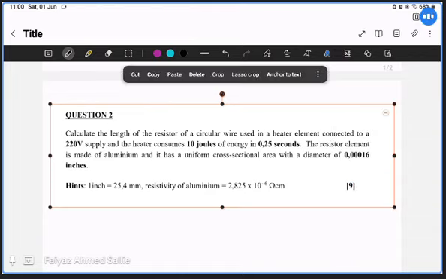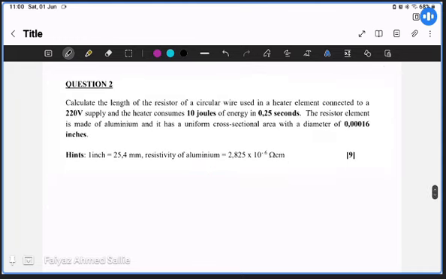Okay, so now we will be doing question number two from 2020. So this is the 2020 question paper. And the question paper states: calculate the length of the resistor of a circular wire used in a heating element connected to a 220 volt supply, and a heat element consumes 10 joules of energy in 0.25 seconds.